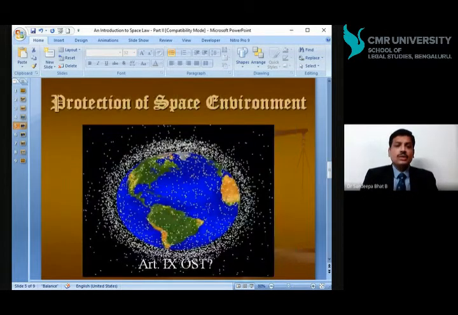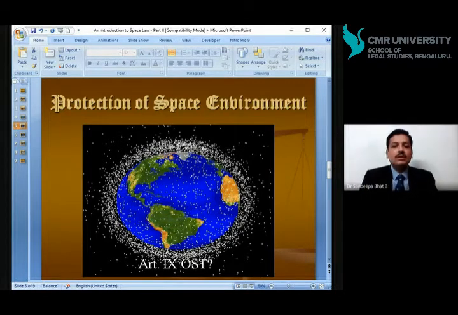Next issue is in terms of the protection of space environment. With the increased space activities, we are incurring the cost in two terms. Of course, on the one hand, investments in the space activities is huge. Maybe multi-billion dollars investments go in the space activities. On the other hand, we are also having cost in terms of the environmental degradation in the outer space and even the celestial bodies.